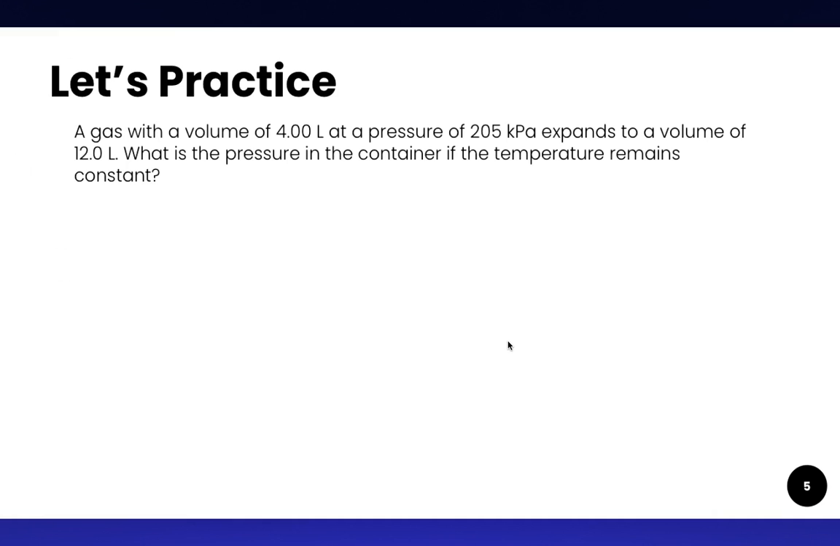One more practice problem. A gas with a volume of 4.00 liters at a pressure of 205 kilopascals expands to a volume of 12.0 liters. What is the pressure in the container if the temperature remains constant? The first clue here is that temperature remains constant, which means we'll be using Boyle's law. What are they asking us for? They want to know the pressure in the container. So they're asking for P2, and we should know everything else.